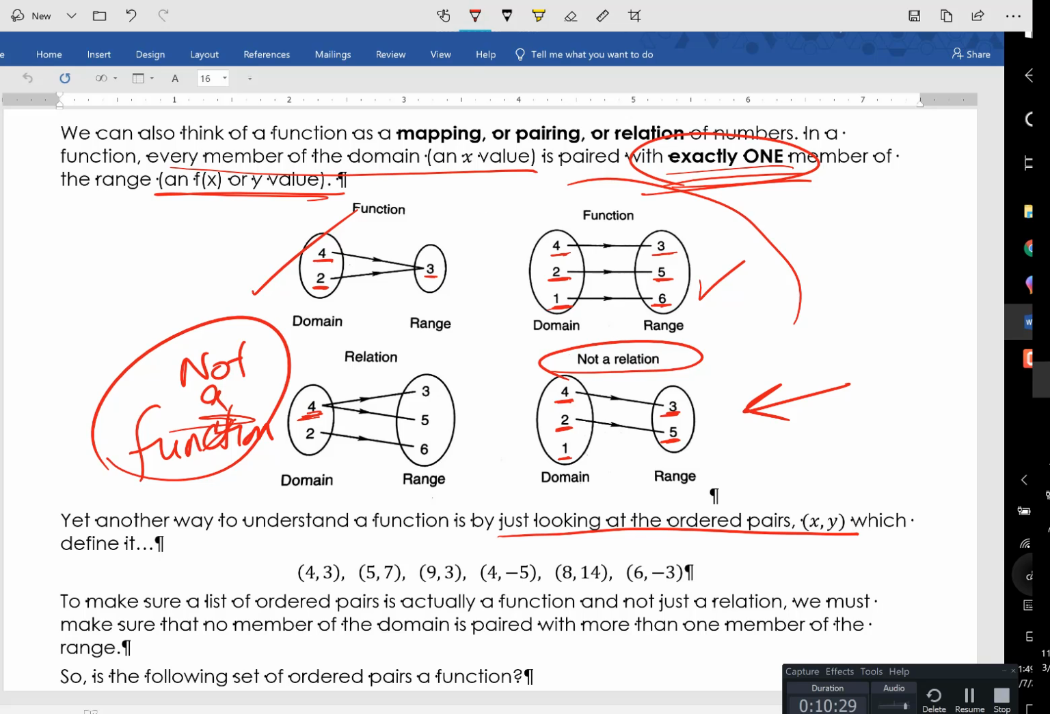All right, right when you start out here, look at the first coordinate pair. X is 4, y is 3. So 4 is mapped to 3, exactly one member of the range. But wait a second, there's another coordinate pair here that has 4 mapped to -5. That means that this member of the domain, 4, is actually mapped to 2 different members of the range. It's mapped to 3 here and -5 there. That's not okay. So this is not a function.